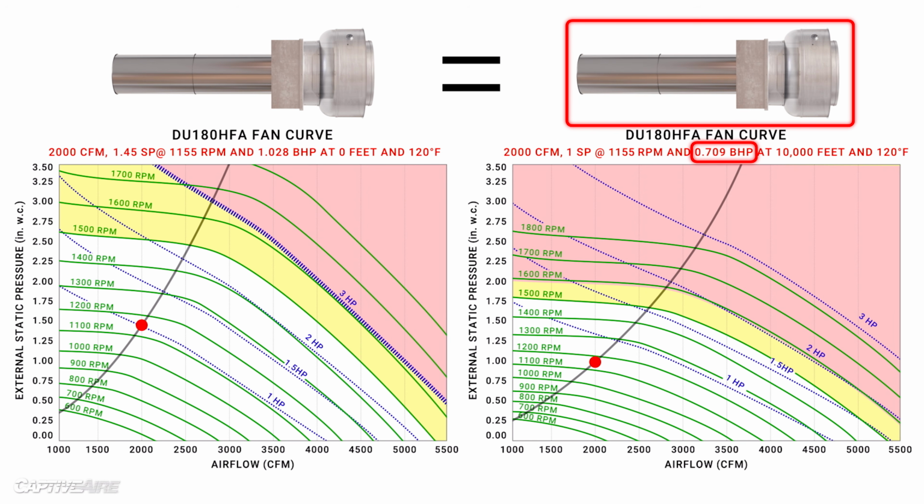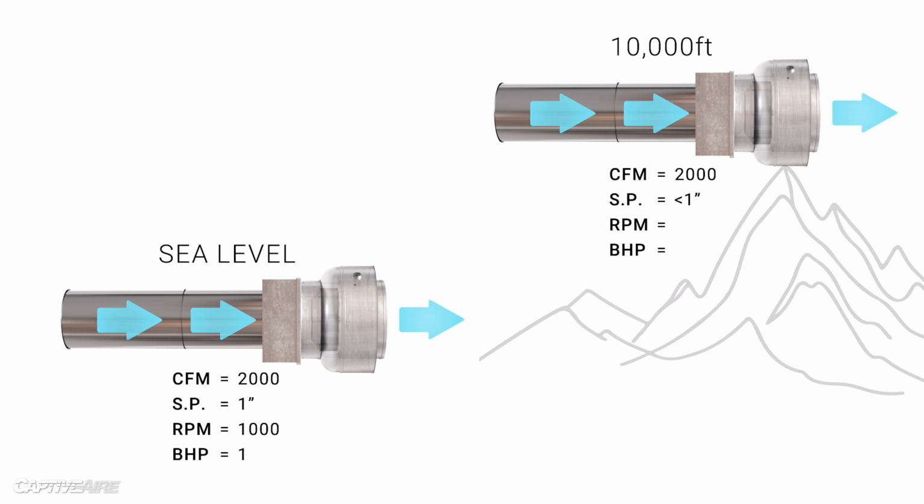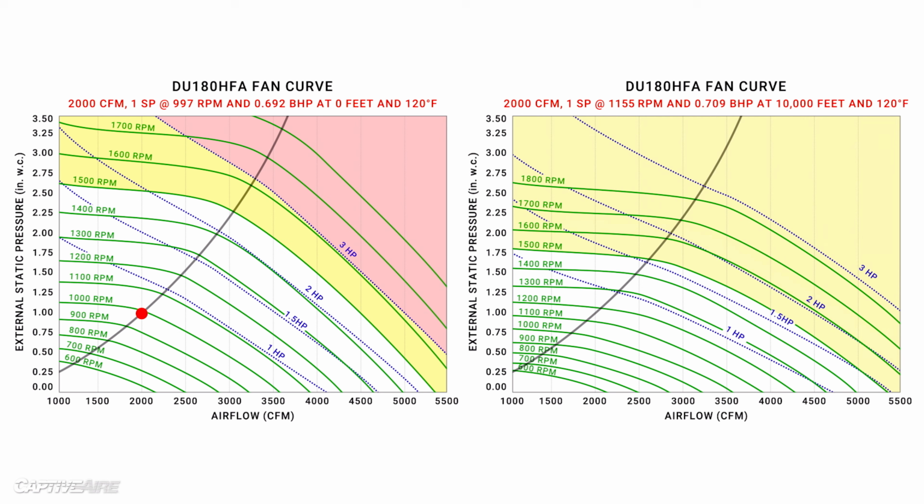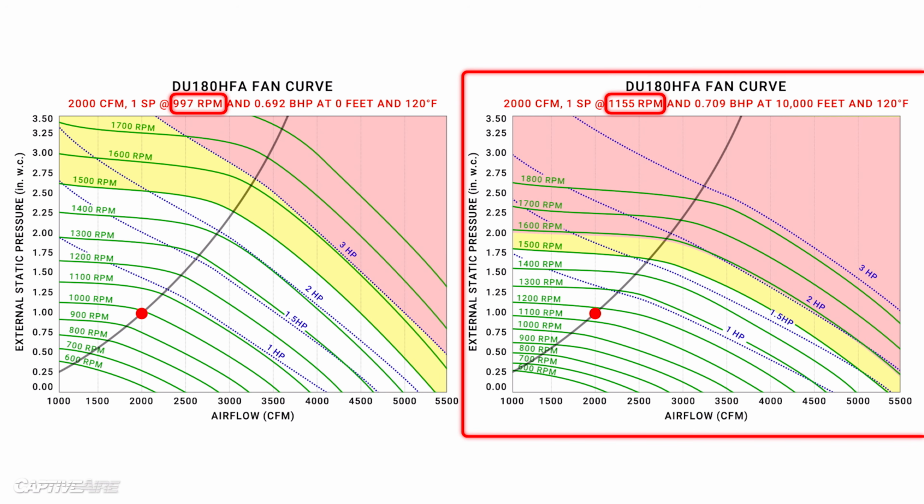at 10,000 feet. Okay, so we had a scenario where at elevation we just worried about airflow, and the fan could spin slower and at a lower brake horsepower. And then we had a scenario where airflow and static pressure matched at elevation, and the fan had to spin faster and at a higher brake horsepower.